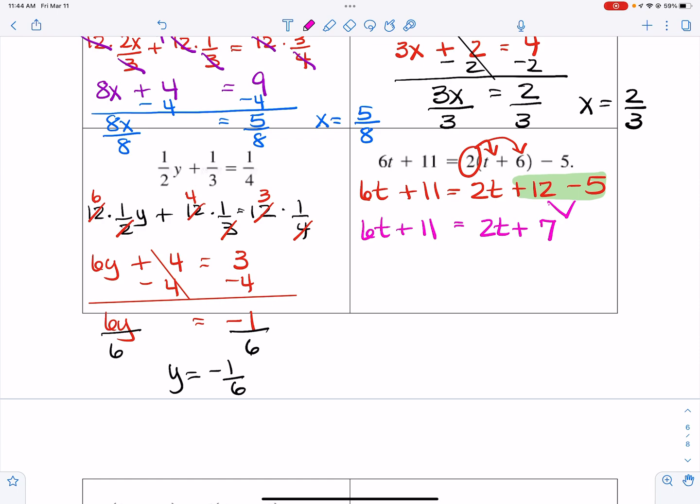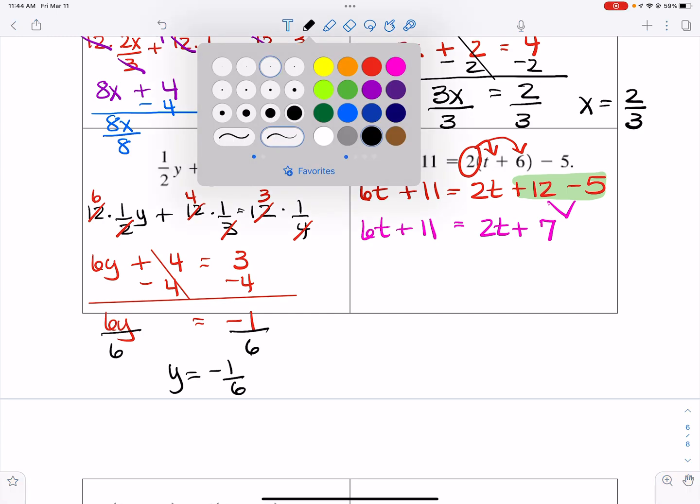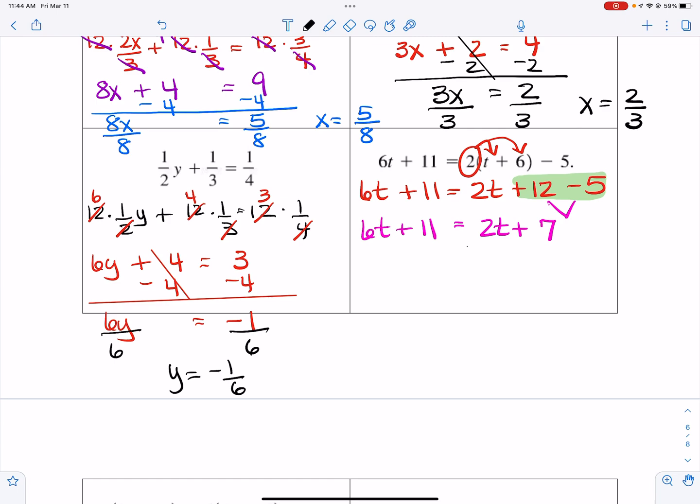And now I see that I have 6 t's on the left and I have 2 t's on the right. So I want to move the smaller coefficient. That's going to be the 2, and the way that I move it is by making it go to 0. So positive 2t minus 2t makes it go to 0. 6t minus 2t is 4t, plus 11 is equal to 7.